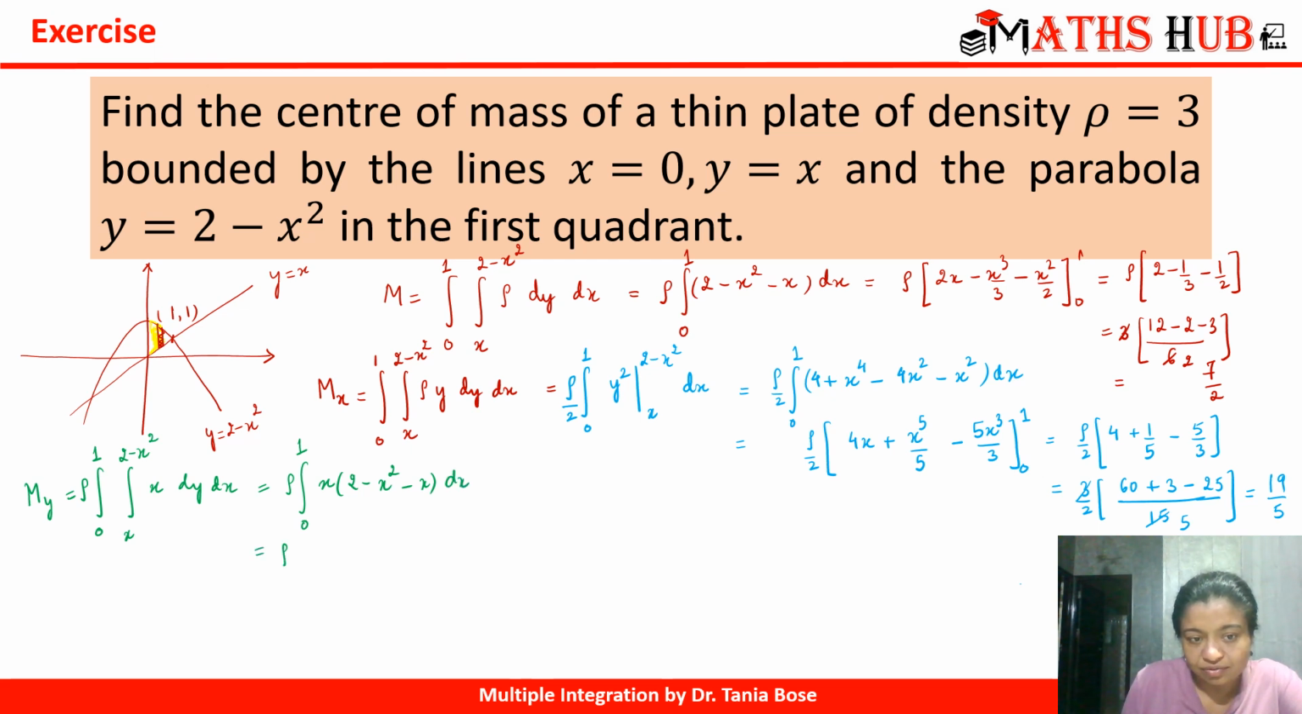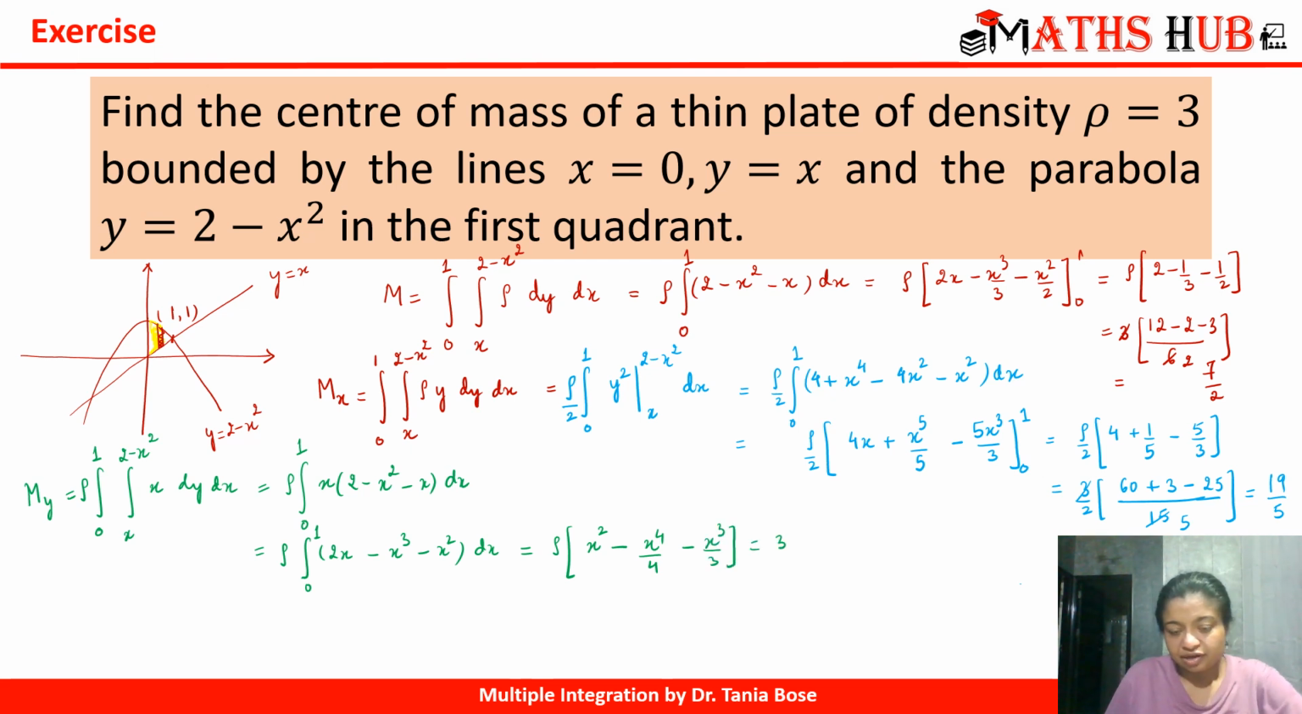So I will get rho 0 to 1, this is 2x minus x cube minus x square dx. So let us integrate this. This is rho. 2x will give me 2x square by 2, so that is simply x square. 2x square by 2 is x square, minus x cube integration is x4 by 4, and x square integration is x cubed by 3.